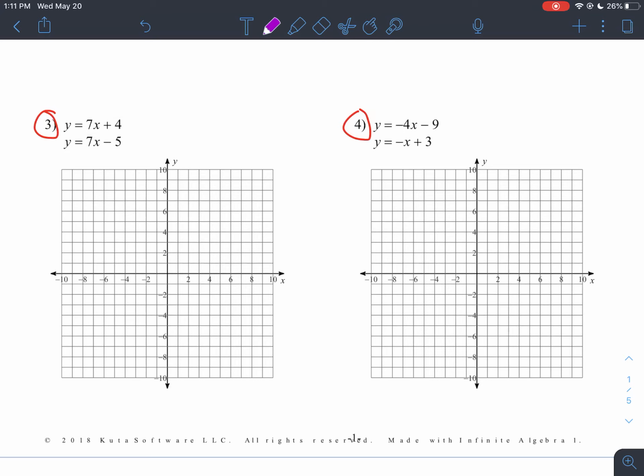So let's look at a couple more situations. Here we've got 7x plus 4. We'll call this our purple equation. Our slope is going to be 7, so 7 over 1. It's going to be up 7, right 1. So we're going to go up 7, right 1.